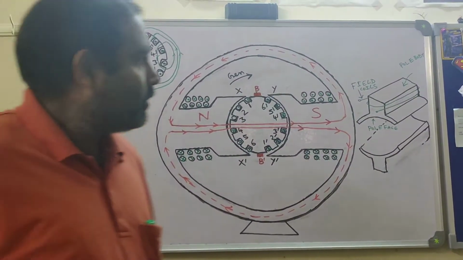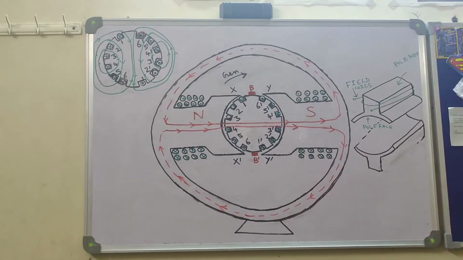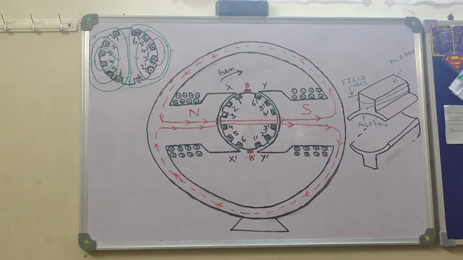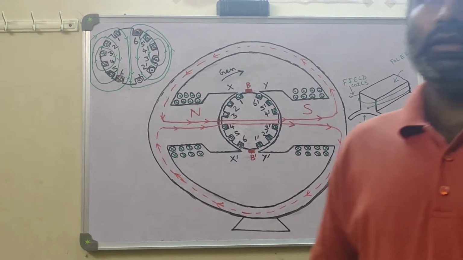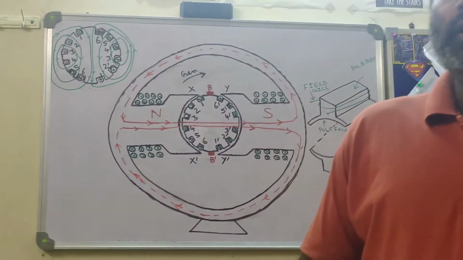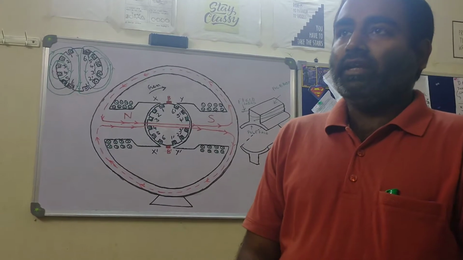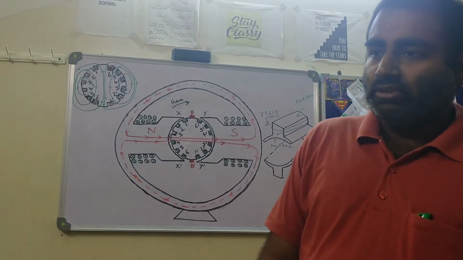Hello everyone. In today's video, I will make an attempt to explain the steps involved in finding out the space distribution of field winding MMF of a DC machine. So basically, we want to study the nature of space variation of field winding MMF for a DC machine.